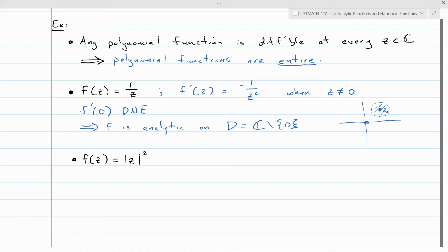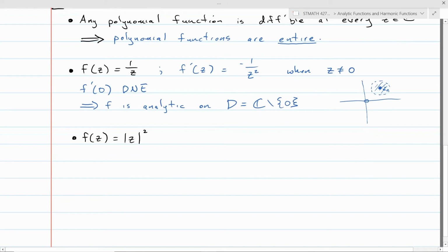But we already mentioned that if the function is analytic on an open set, then it's analytic at every point in the open set. And our set D here is an open set, turns out.